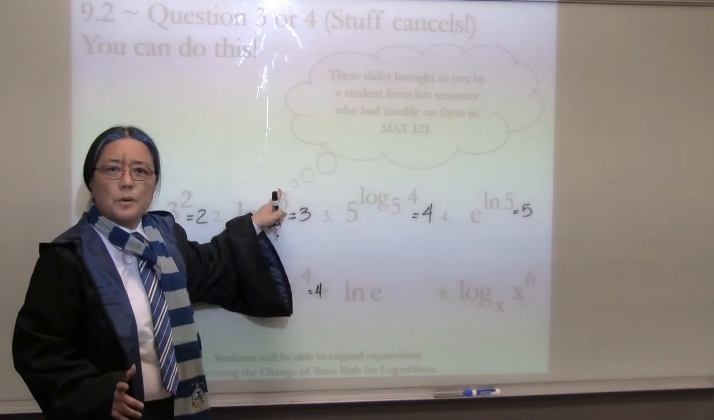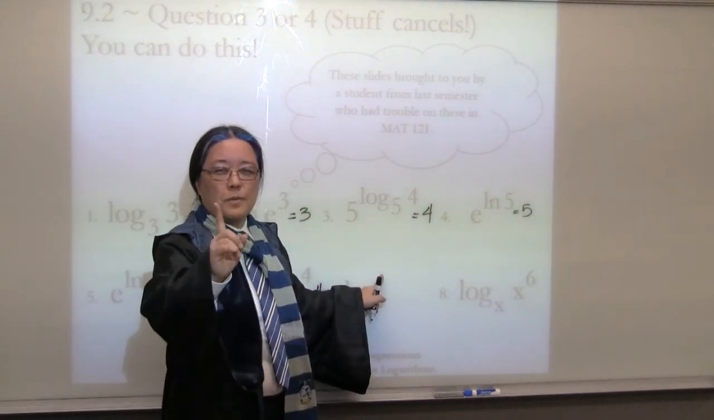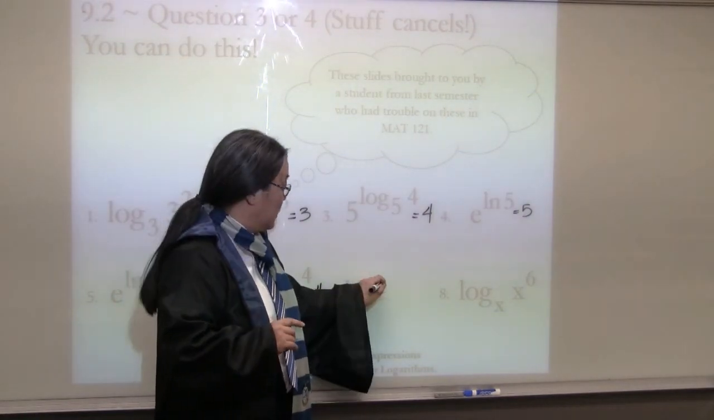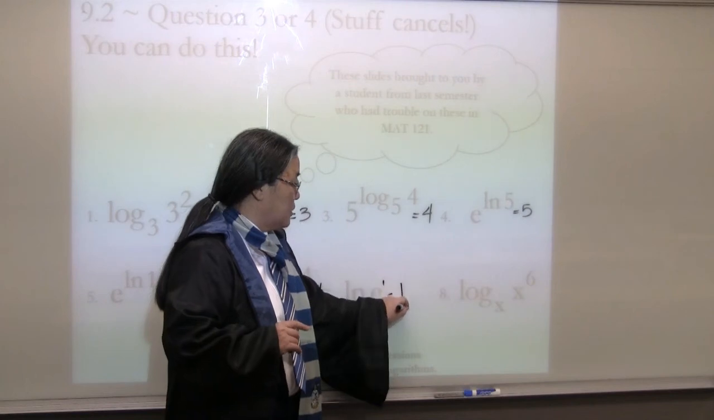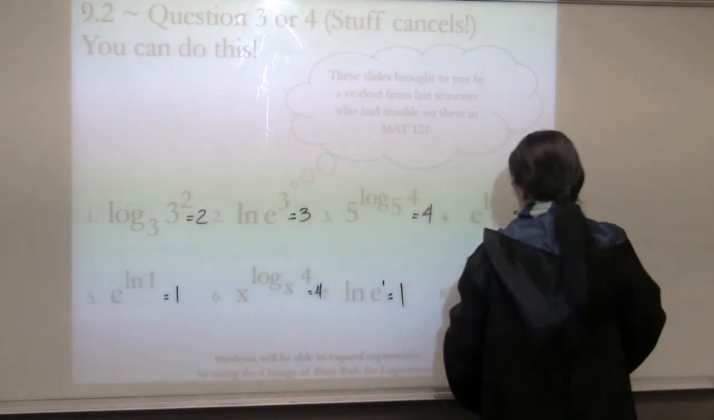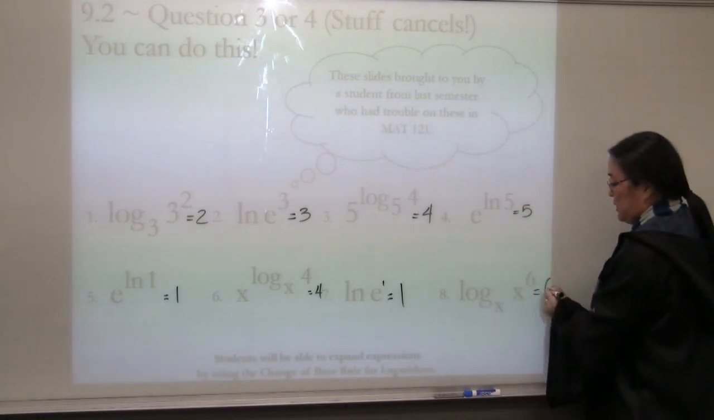This one doesn't have an exponent, so think back to chapter 1. The invisible exponent is 1, so therefore the answer is 1. And over here, log base x, x, those cancel, and you are left with 6.